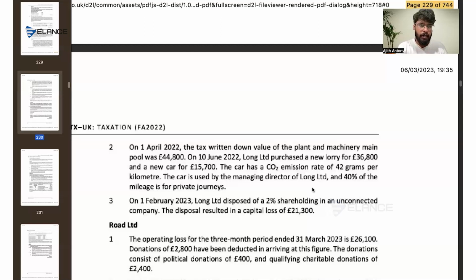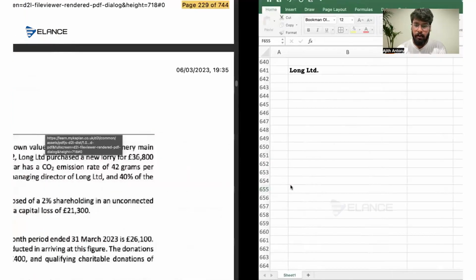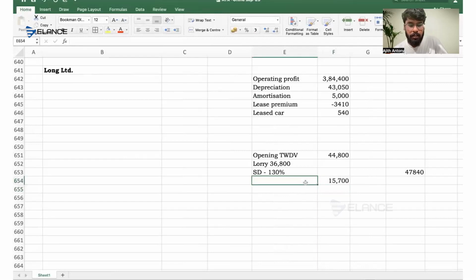In the sole proprietorship, there will be an owner, and if the owner is using any assets privately, we should put it in a separate pool. But in the company's case, there is no position like owner. Even if an owner works in a company, he'll be the director. He'll be an employee of the company. So we don't need to make any further private use asset pool over here. The car we can put into the main pool. Okay, so it is the value of the car.